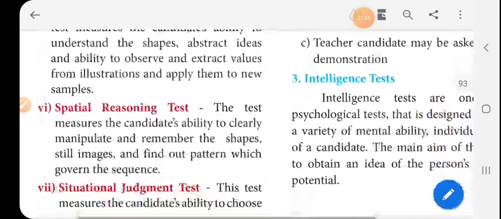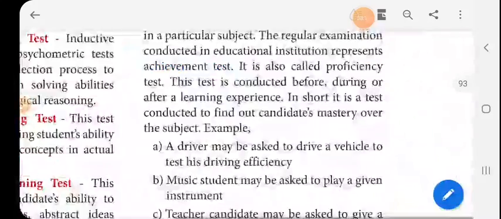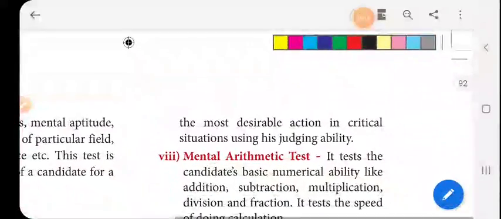Then spatial reasoning test. The test measures the candidate's ability to clearly manipulate a number of shapes and still images, and find out patterns which govern the sequence. Then situational judgment test. This test measures the candidate's ability to choose the most desirable action in a critical situation using his judging ability. In critical situations, he must use his judging ability.